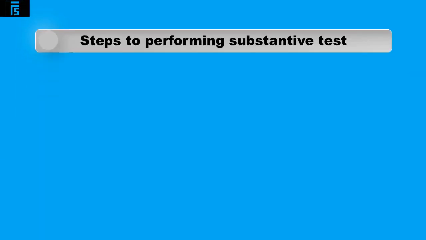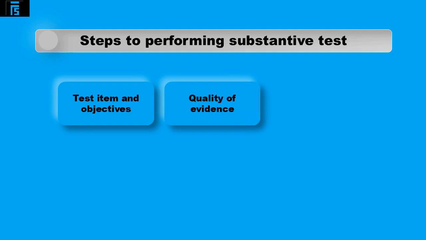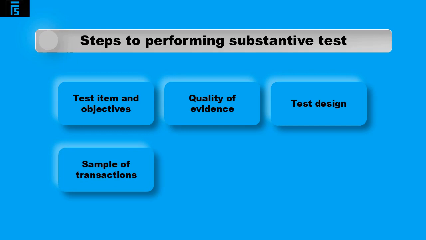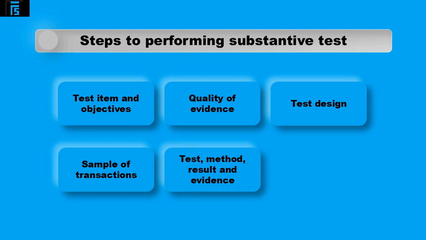The steps to performing a substantive test are: identify the item to test and set the objectives of the test. Consider the quality of evidence required. It must be sufficient and appropriate. Design the test and ensure it meets the objective. Select the sample of transactions to perform the test on. Record the test, method, results and other evidence as working papers in the audit file. Consider the conclusion of the test. Is further work required? Are there material misstatements to be amended in the financial statements?